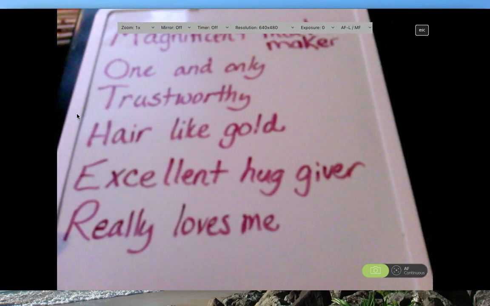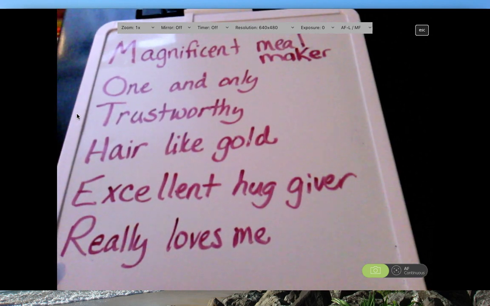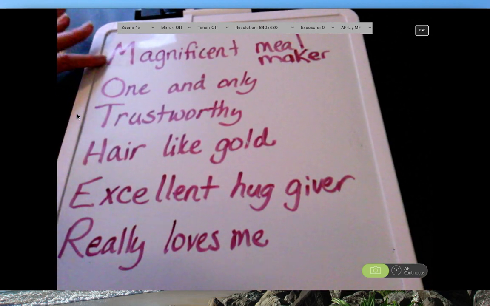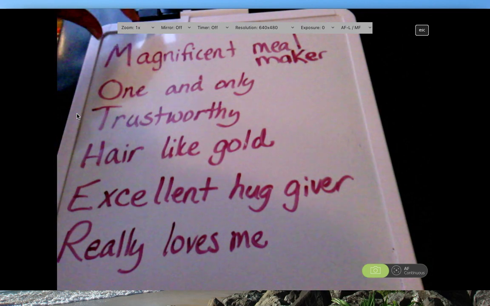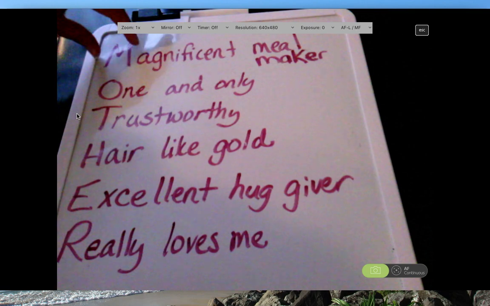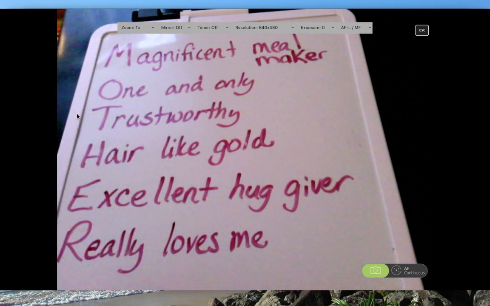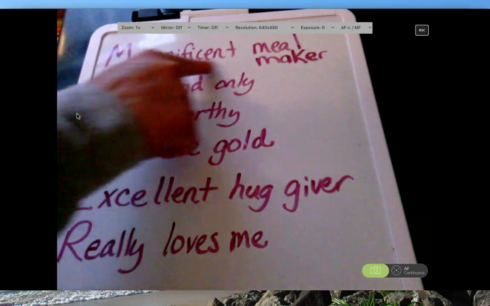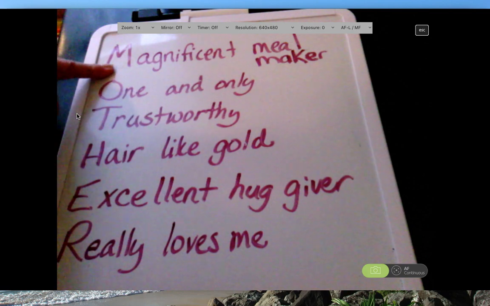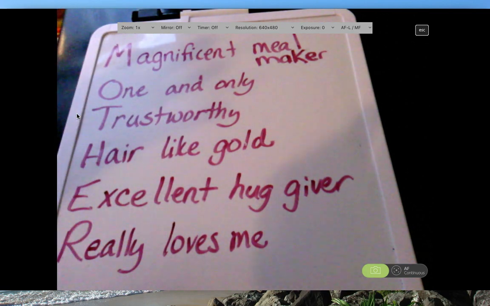So this one here says, magnificent meal maker. So you can see the letters here for mother, M-O-T-H-E-R. So you'll write those letters in uppercase on a piece of paper going down. Then this becomes the first letter of whatever the word is. So you want to think of a word that starts with that letter that would make sense and apply to whoever you're writing it about.